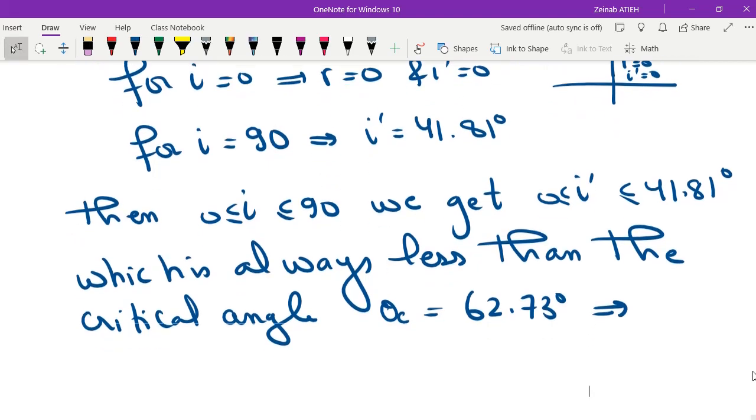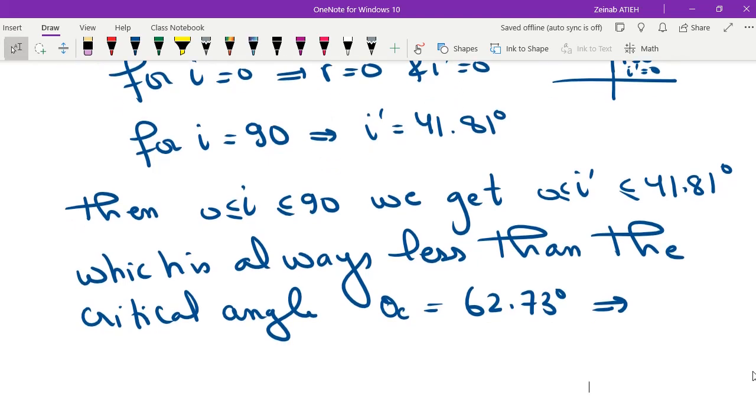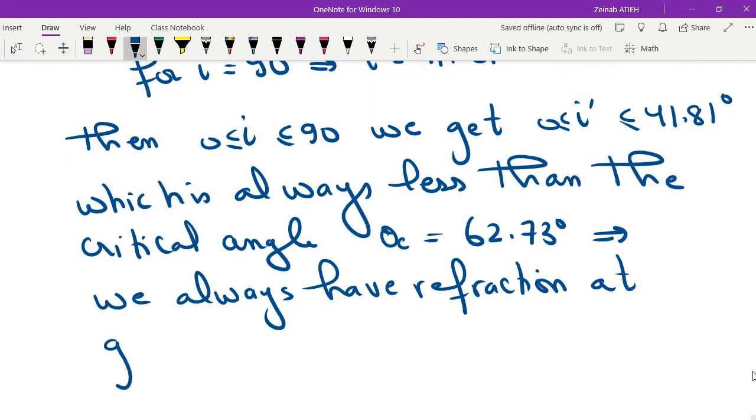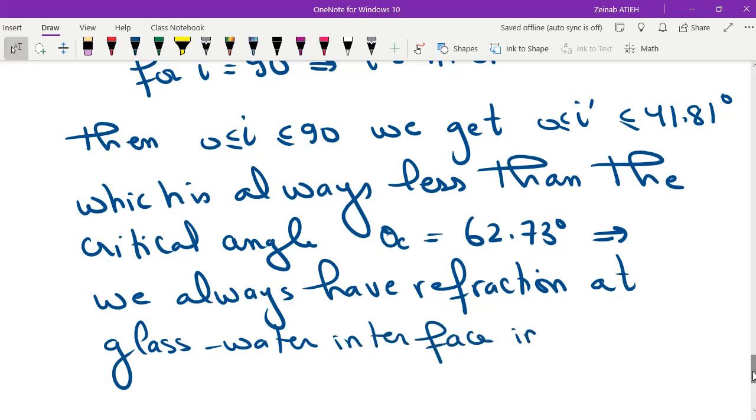In this case, however I change the original I, we will always have refraction at the glass-water interface. We always have refraction at the glass-water interface in our case. Okay.